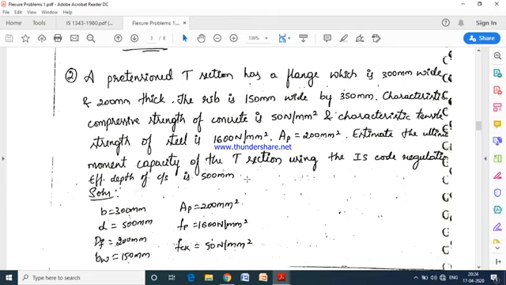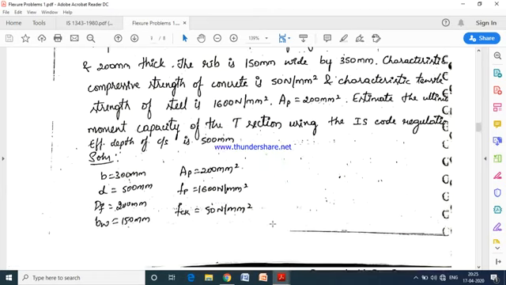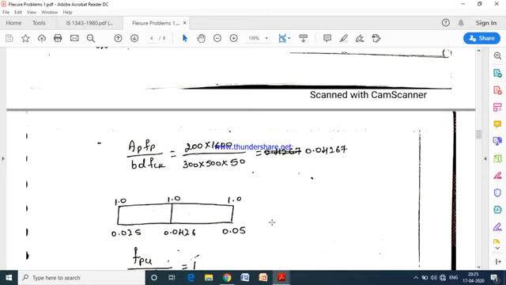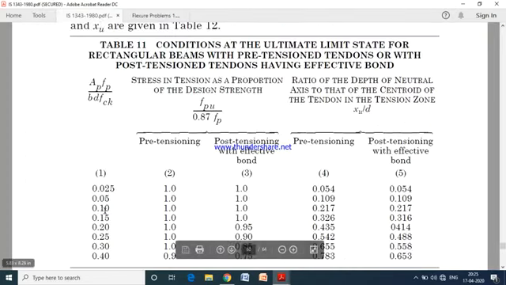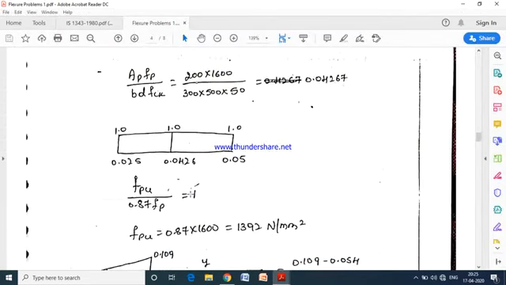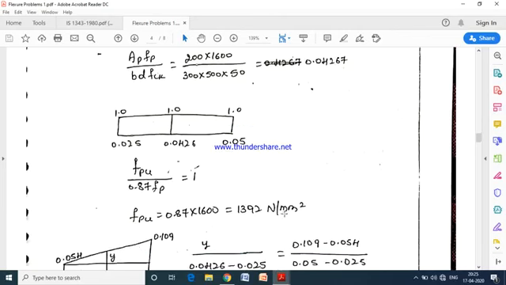So again it is pre-tensioned T section, that means it is bonded flanged section. So this is the given data. First step is finding effective reinforcement ratio AP FP by B D FCK. On substituting we will get 0.04267. Refer codebook. 0.04 lies between these two values, 0.025 and 0.05. So for both we have 1. So FPU by 0.87 FP value will be 1. FPU, it is 1392 Newton per mm square.